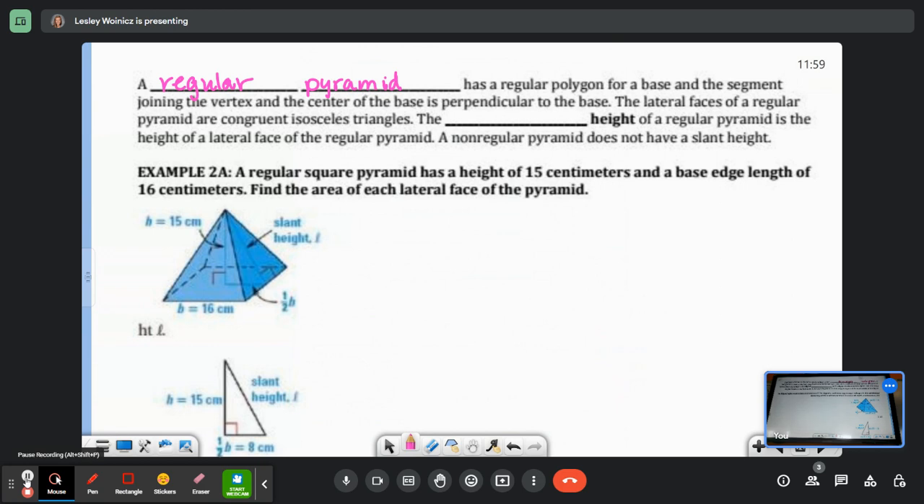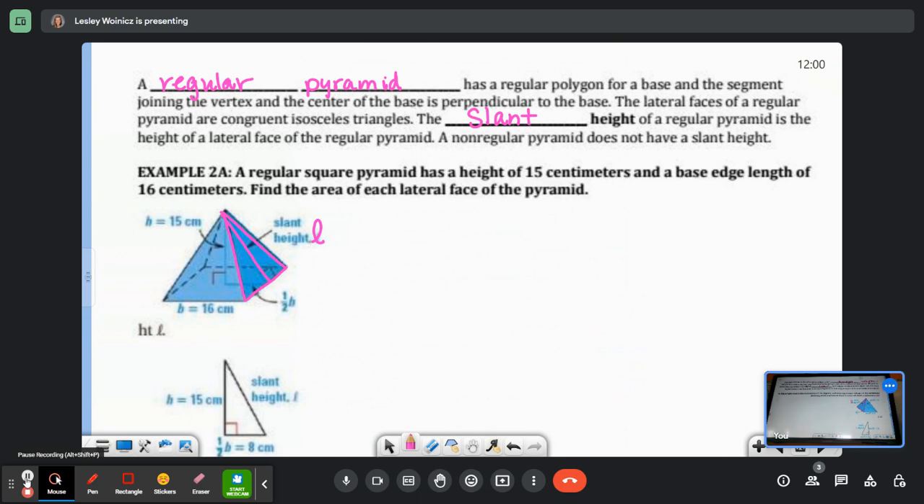Lateral? Yep, slant height. Good. So you can see this triangular face right here, right? If you look at just that face, the height of that triangular face is this, which is our L, slant height. Good job. A non-regular pyramid does not have a slant height.